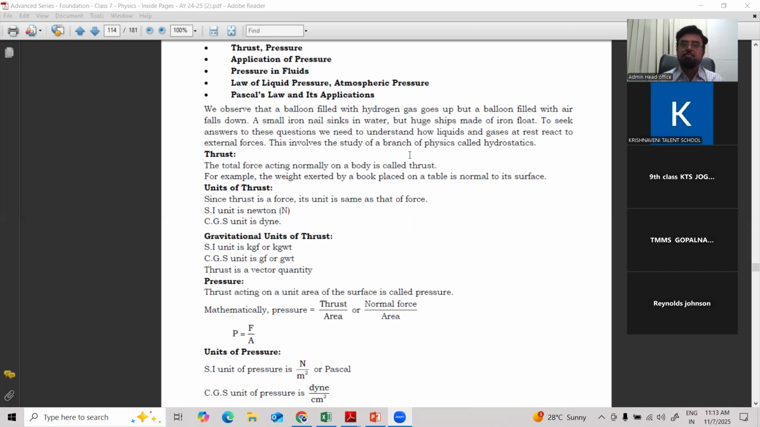Similarly, why is a knife or axe sharpened? Because the area of contact with the vegetables, wood or tree when you are cutting is less, so the pressure is more. So you can cut the vegetables easily with the sharp edge than with a blunt edge. Clear?